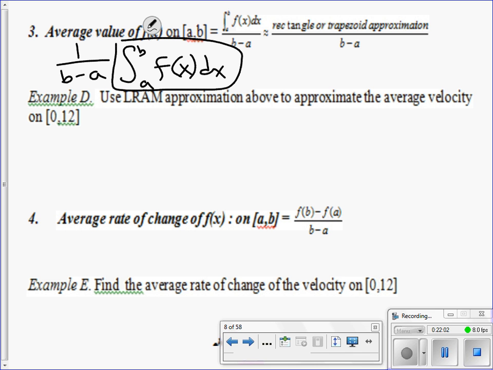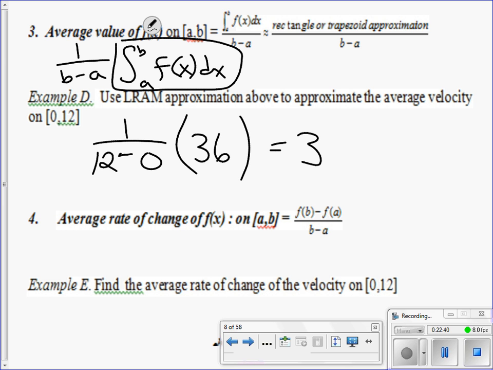Now, here's our little example. It says, in example D, use the LRAM approximation from the problem before to approximate the average velocity on the interval from 0 to 12. So what's my little fraction out front? 1 over 12 minus 0. Okay. Do you remember what we got for the LRAM approximation in that last one? What is it? 36? Oh, that works out nicely. So what do we get? 3.